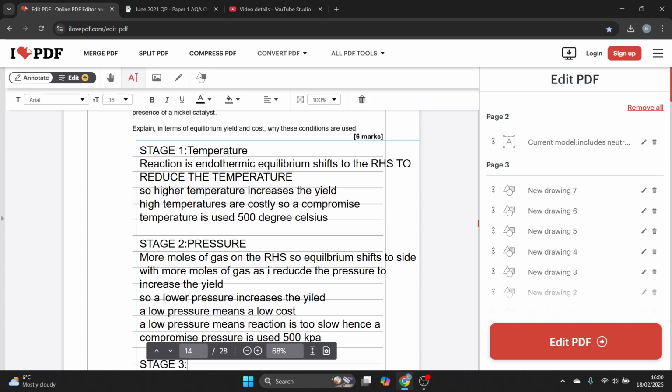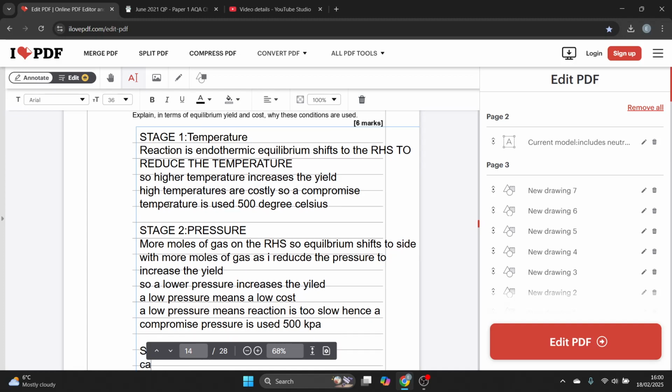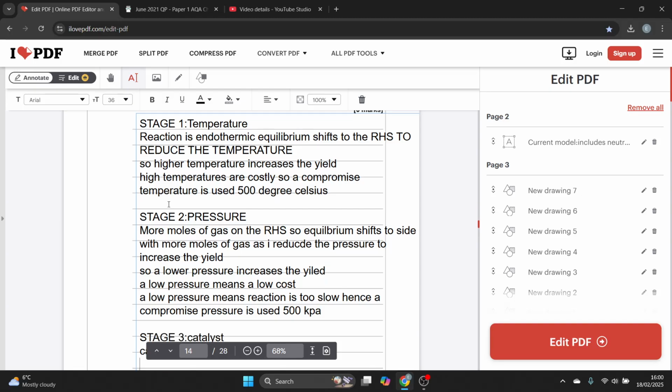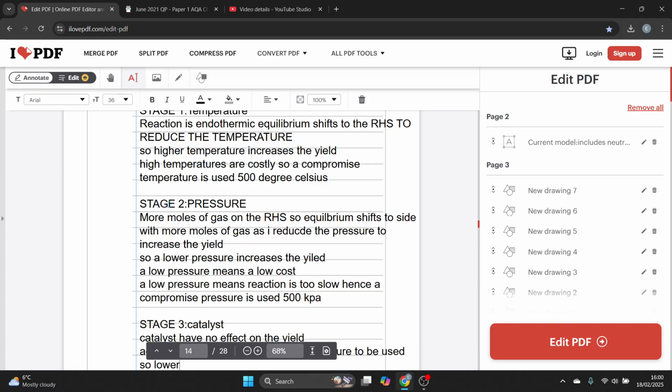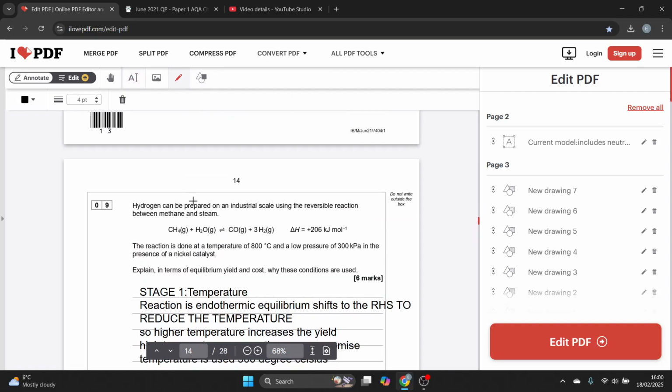Stage 3, the nickel catalyst. The catalyst has no effect on the yield. That's a fact you should know by heart. So adding a catalyst allows a lower temperature to be used, so lowering the cost. So it's really just using the information it's giving you.